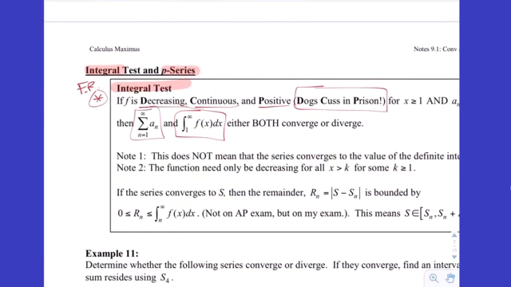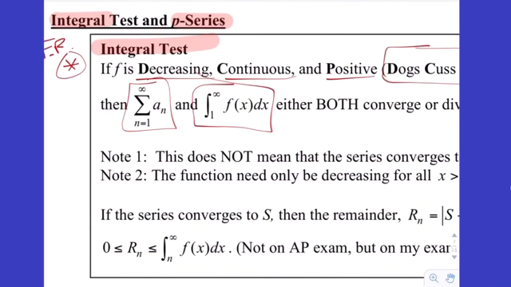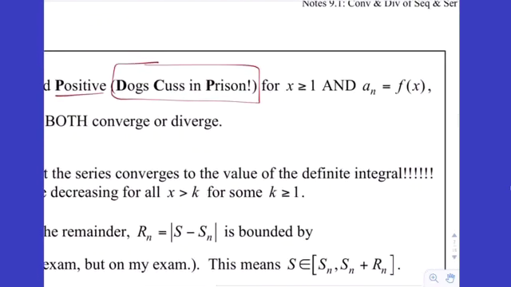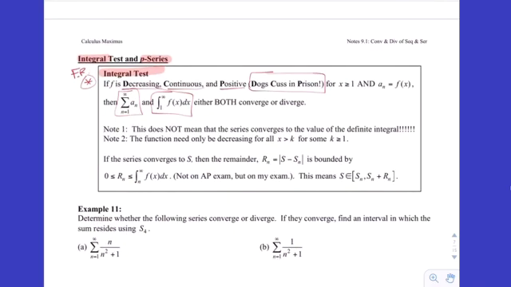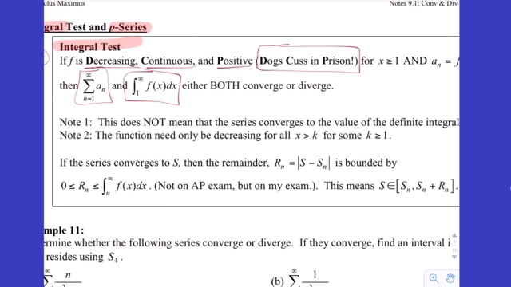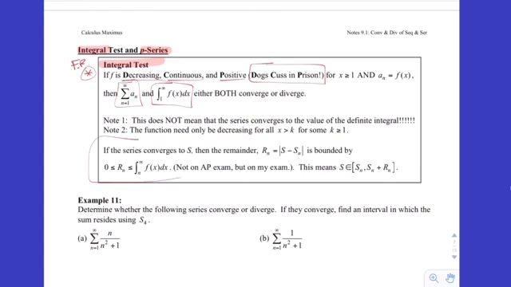Got it? Is this a two-way test then? It should be a two-way test. We are going to be able to determine if it converges or diverges. Note that if they do both converge, it does not mean that the series converges to the same value as the integral. And as I already mentioned, the function only needs to be decreasing beyond some point, beyond some k. Now there's another part here called the integral remainder, and I'll talk about that as well. It's not on the AP exam, but it will be on my exam. But we'll come back to that in just a second.